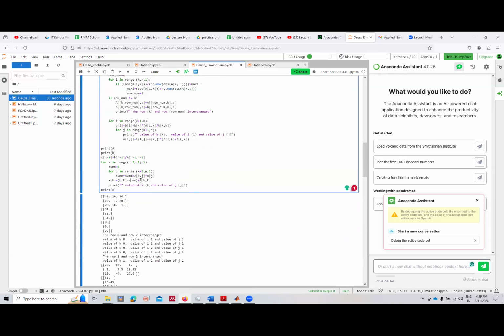bk minus sum divided by akk. Sum will be equal to sum plus akj multiplied by the xj. This is all right. k plus 1 to nth, it will go. This will start at n minus 2, it will go up to this. This is all right, I think. Why is it showing some error?